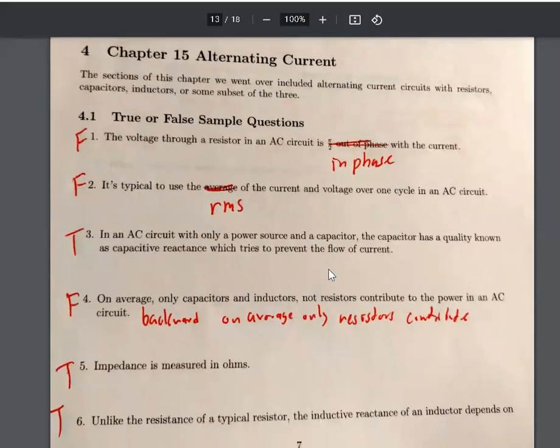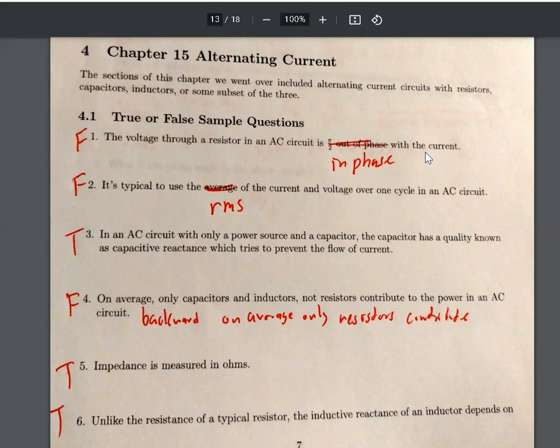All right, 2 chapters left. So alternating current. So the voltage through a resistor in an AC circuit is always in phase with the current. It's the capacitor and an inductor that have out of phase currents. And so our out of phase voltages, they're always either plus or minus pi over 2 out of phase with the current.